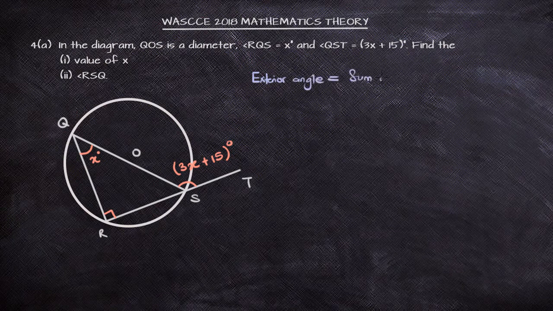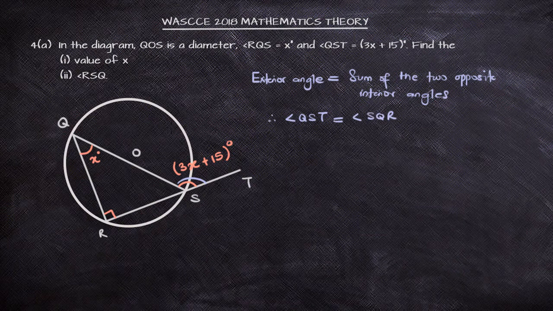But first, I'm looking at a triangle with an exterior angle, and I can say the exterior angle is the sum of the two opposite interior angles, such that I can use that to solve for the value of x. So now the exterior angle is 3x plus 15, which is angle QST. The obtuse angle QST is equal to angle SQR plus angle QRS. Now angle QRS has been depicted as 90, and the other one we know as x. So 3x plus 15 will give us x plus 90 degrees.